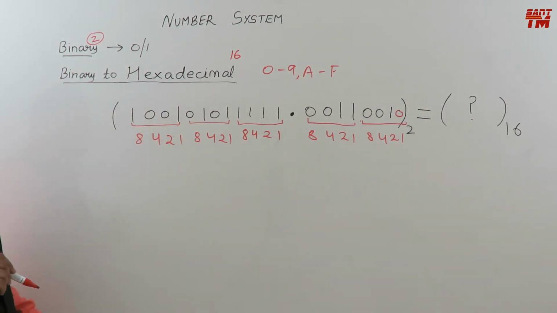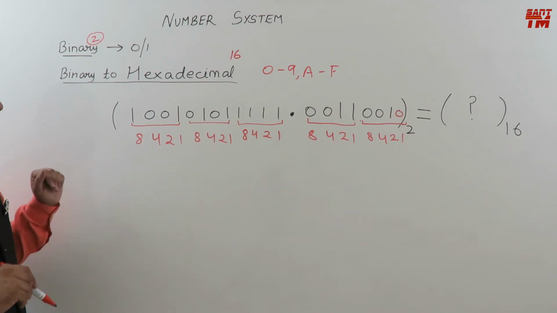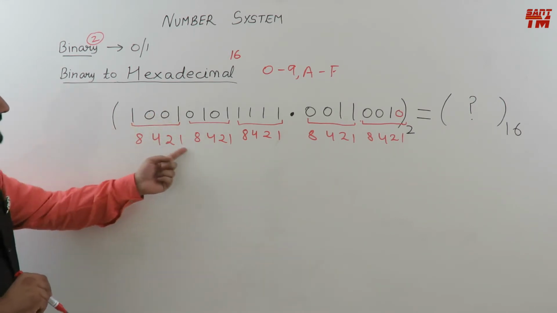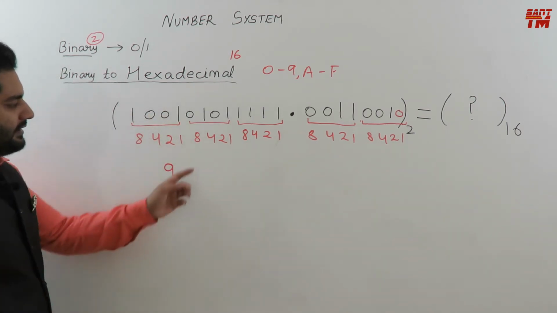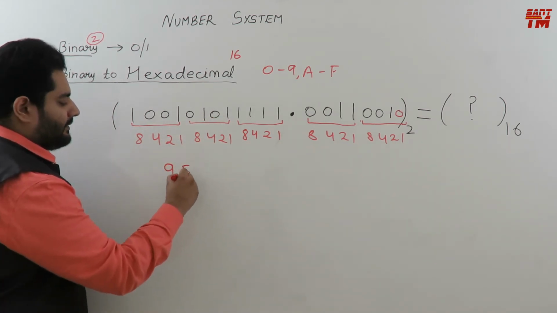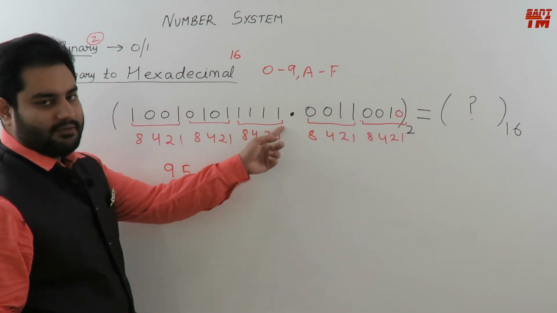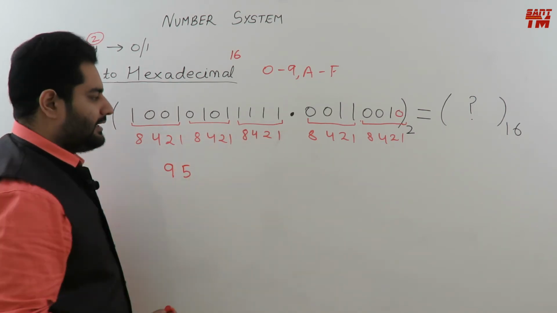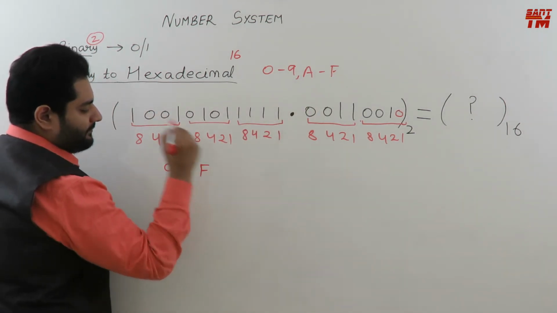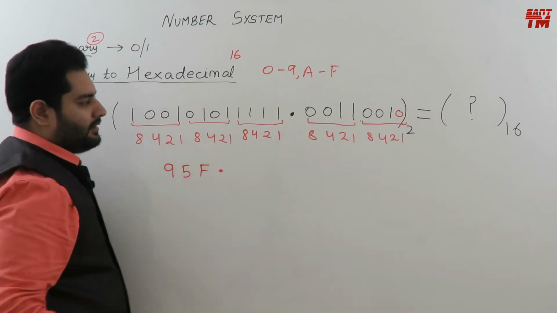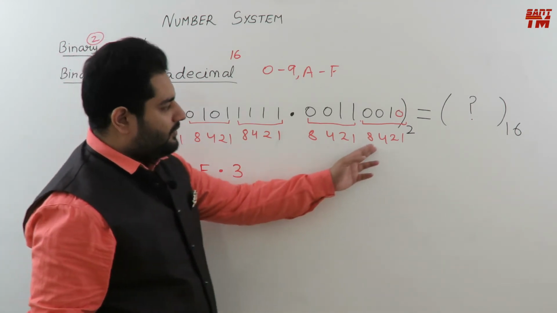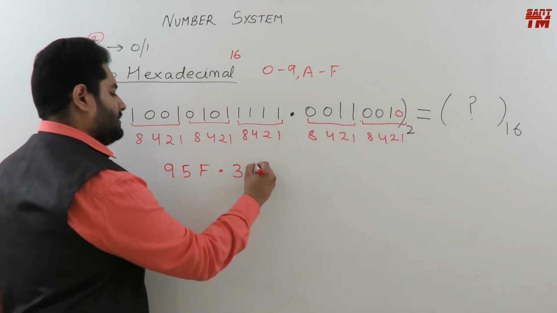Now what we have to do is add the digits that have 1. In this 8 4 2 1, 8 is having 1 and 1 is having 1, so 8 plus 1 will become 9. Here 4 is having 1 and 1 is having 1, so 4 plus 1 will become 5. Here all of them are having 1, so 8 plus 4 plus 2 plus 1, we get 15, and 15 in hexadecimal is represented by F, so we write F here. Now after the decimal point, 8 4 2 1, 2 plus 1 will become 3. Next 8 4 2 1, only 2 is having 1, so 2.